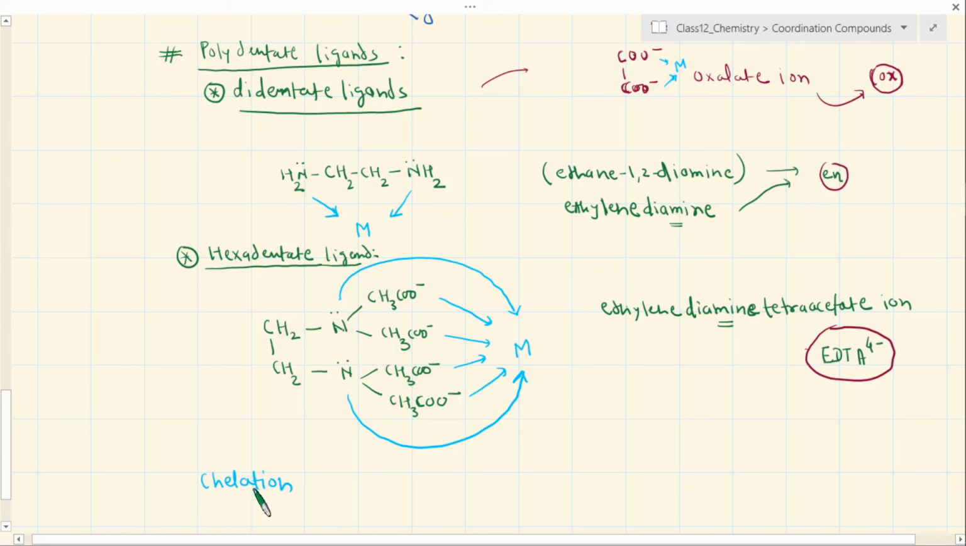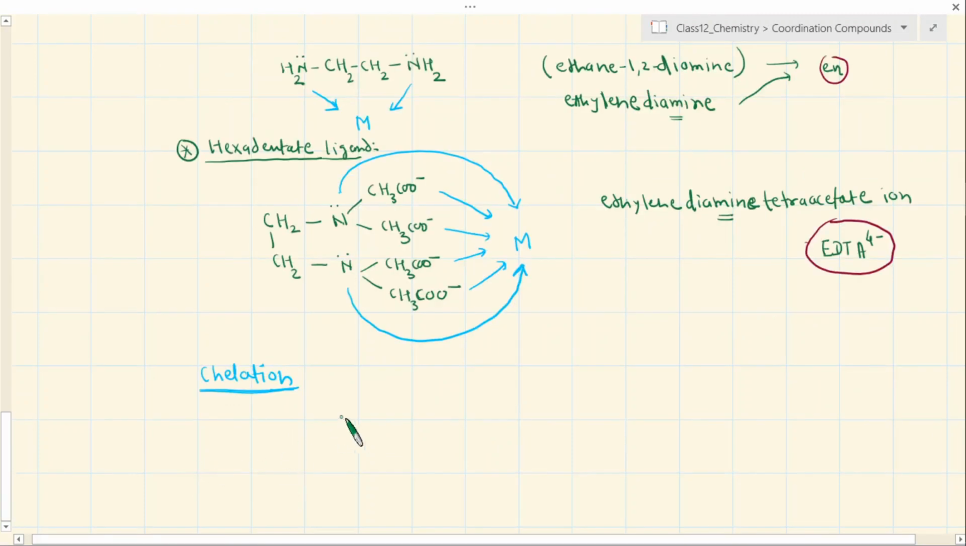Spelling is CHELATION. It is generally pronounced as chelation. Some people call it chelation. That's fine. So chelation refers to the formation of a closed loop structure due to the formation of coordination bonding by a multidentate ligand with the metal.